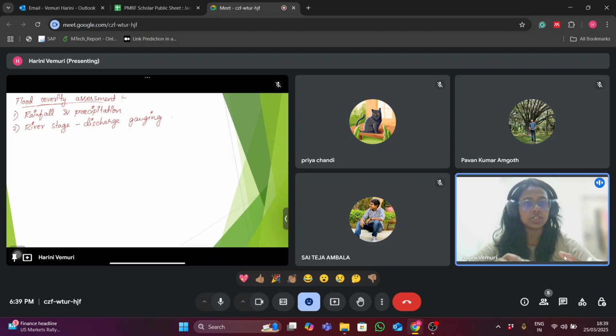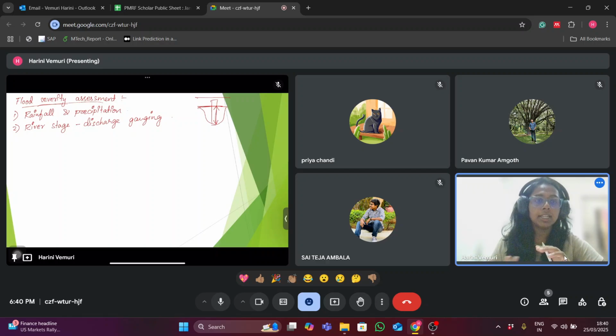If there is high stage, suppose this is the cross section, if the water is here, obviously the depth will be higher. If it is here, the depth is more, right? Or if the discharge is high, that means a lot of volume of water is going to the downstream part, which can lead to flooding. So based on data like stage and discharge, we can understand the severity of the flood.